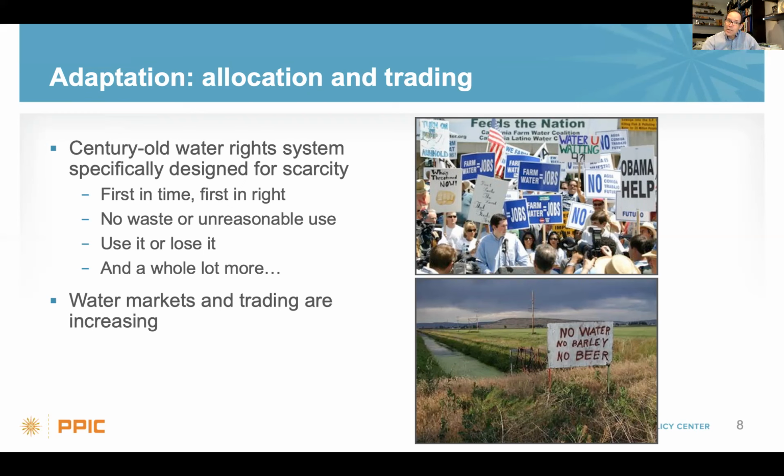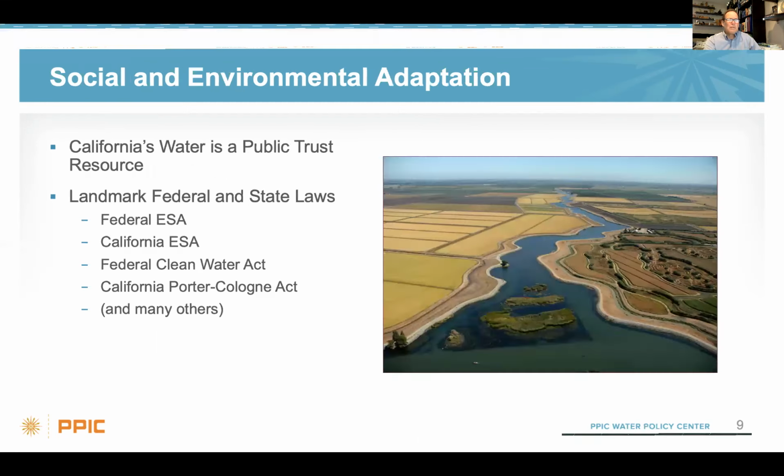Now, over the last 20 years, water markets and trading is turning out to be a big deal for dealing with scarcity. So that's important and increasing. And of course, what's been picked up in the newspapers is the fact that we've got water futures trading going on, which yes, we do, but it's a minuscule amount of water in California, and not really worth hyperventilating about.